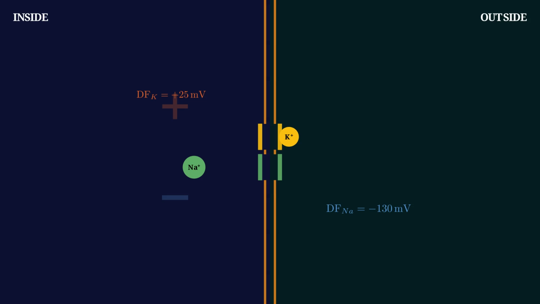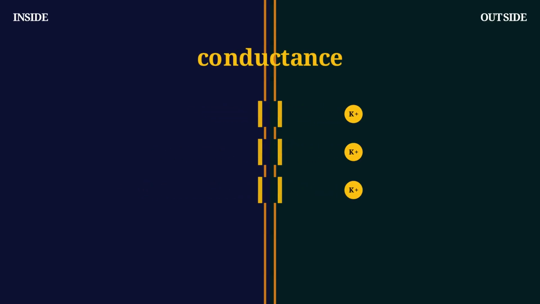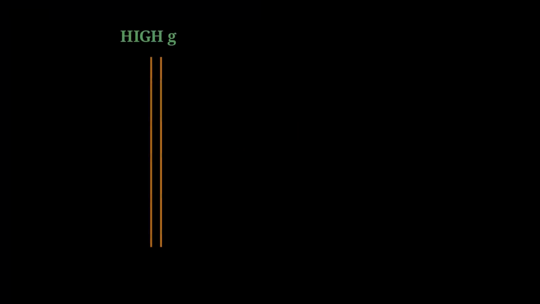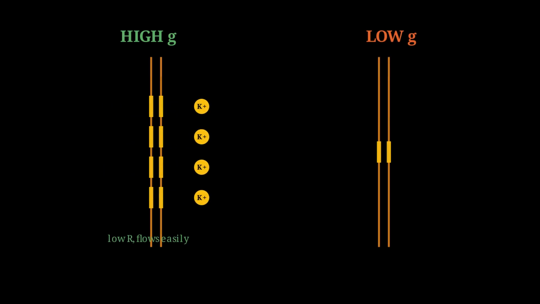But the driving force alone does not tell us how much current there is. That depends on how easily the ion can actually cross the membrane. And how easily an ion crosses the membrane depends on how many channels are open for it. In electrical terms, this is called conductance, and it's the inverse of resistance. High conductance means low resistance, so current flows easily, and low conductance means high resistance, so current is blocked.